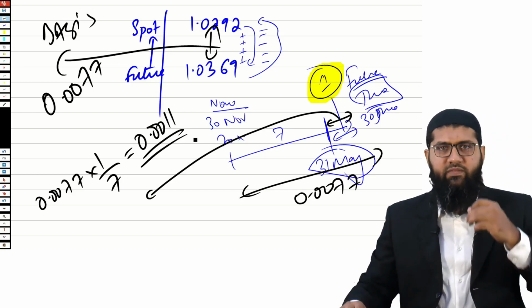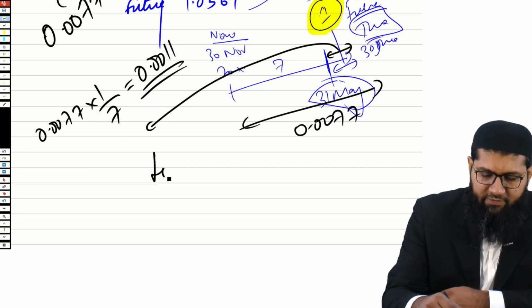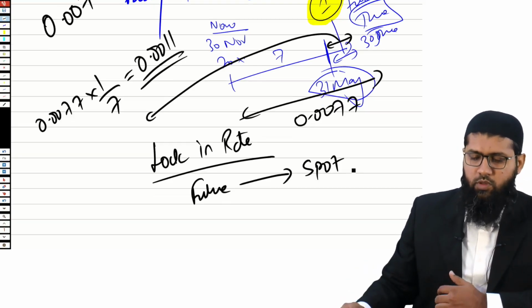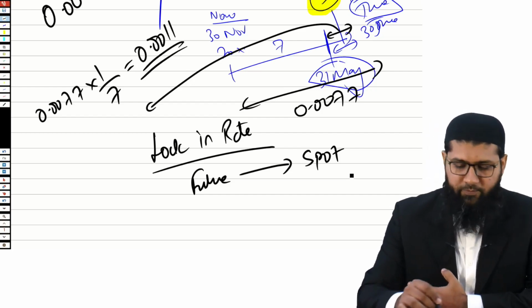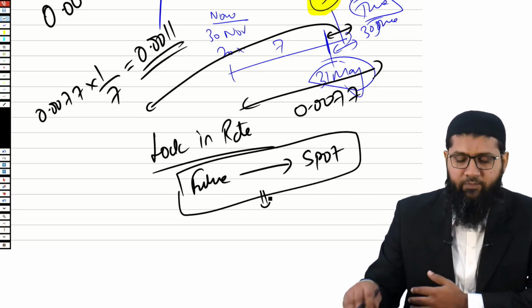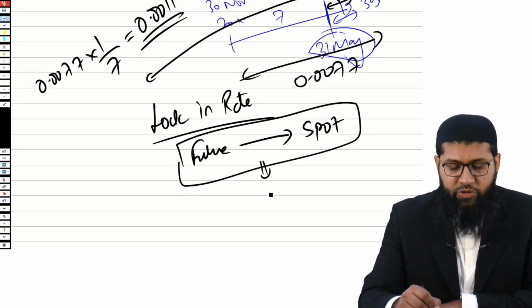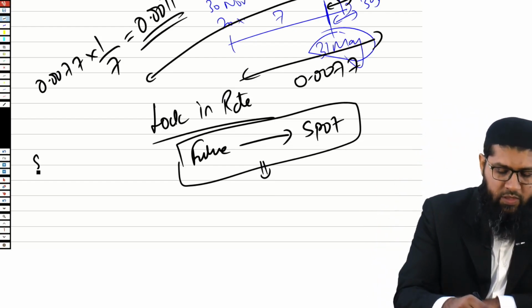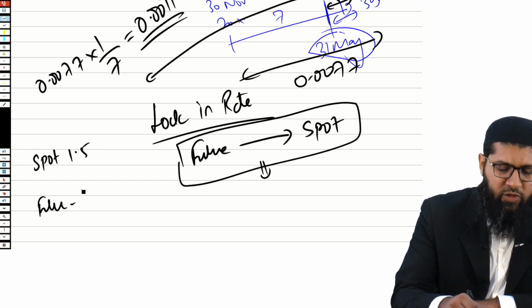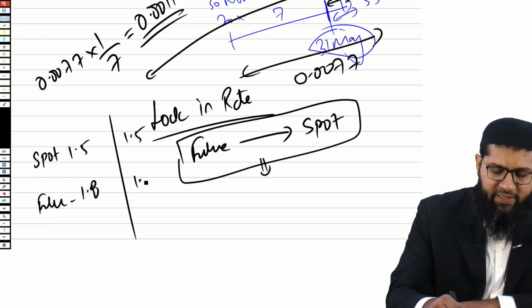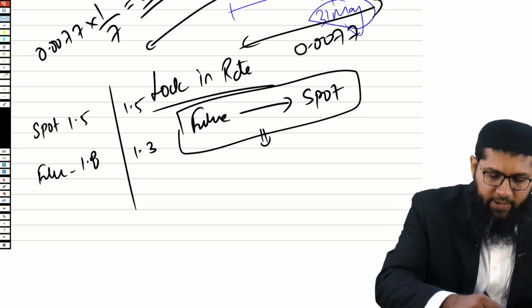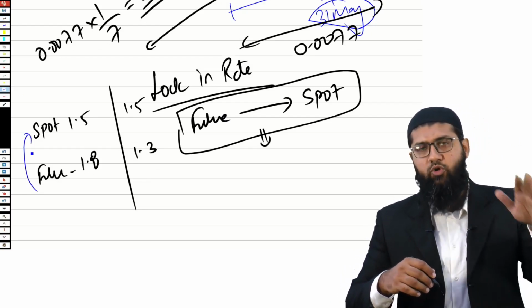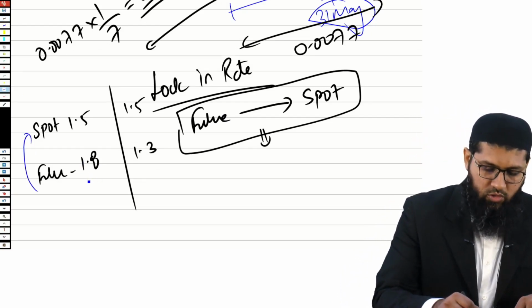Yeah. Okay, see, you always need to see, whenever you are calculating the lock-in rate, you are going from future to spot. So what is it that you need to do? You need to make sure that the original relationship between the future and the spot. Now let's just see. If the spot rate was 1.5 and the future price was 1.8, and if the spot rate was 1.5 and the future price was 1.3, so when you will be going from future to spot, in this scenario, you would be deducting.